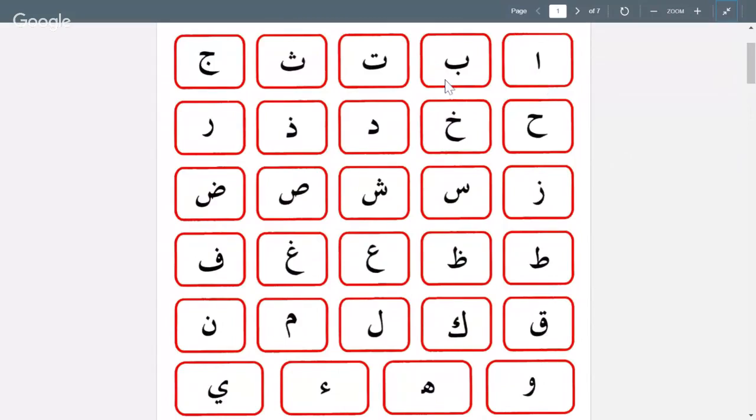Aleph, Ba, Ta, Tha, Jim, Ha, Kha, Dal, Thal, Ra, Zay, Seen. Good.